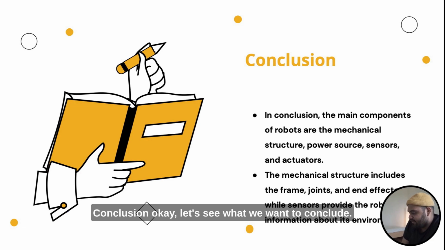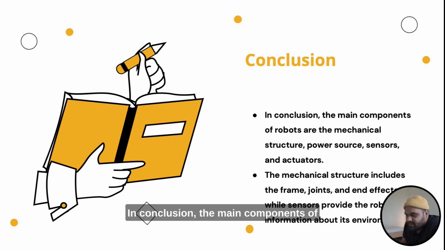Conclusion. Let's see what we want to conclude. In conclusion, the main components of robots are the mechanical structure, power source, sensors, and actuators. The mechanical structure includes the frame, joints, and the end effector, while sensors provide the robot with information about its environment. You see what we're trying to do here? We're capturing the environment using sensors. Then we act according to the controller, and we act with the help of actuators.